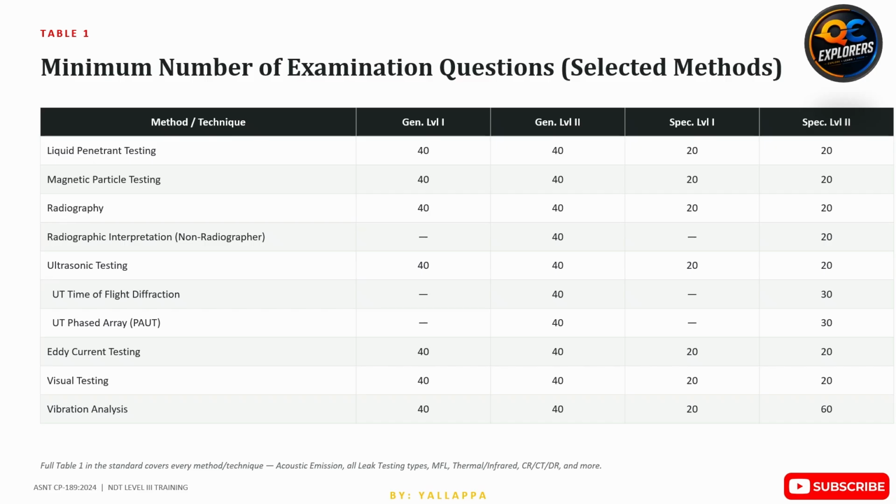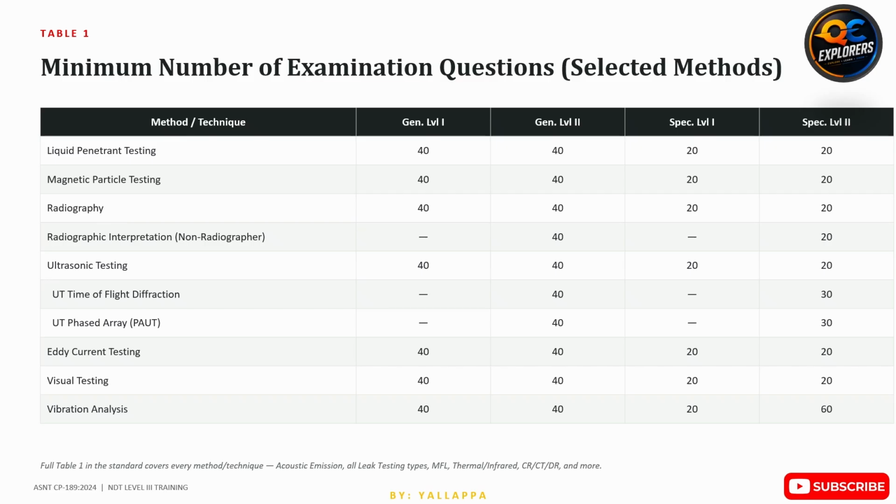You'll notice that for most conventional NDT methods, such as liquid penetrant testing, magnetic particle testing, radiographic testing, ultrasonic testing, eddy current testing, and visual testing, the general examination requires 40 questions for both Level 1 and Level 2. Likewise, the specific examination generally requires 20 questions for both certification levels. This consistent structure simplifies examination development while ensuring that candidates demonstrate a sufficient level of technical knowledge.